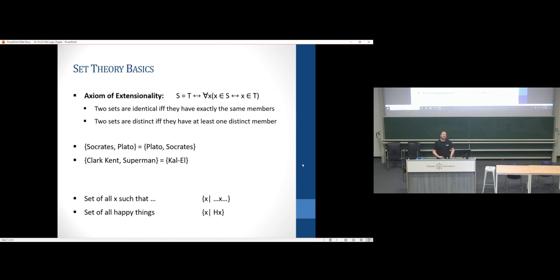And we'll say that two sets are identical if and only if they have all and only the same members. I formalized it here, right? So set S is identical to set T if and only if for everything that is a member of S, it's also a member of T, and vice versa. So again, two sets are identical if and only if they have all and only the same members. On the flip side, two sets are distinct if they have at least one different member.